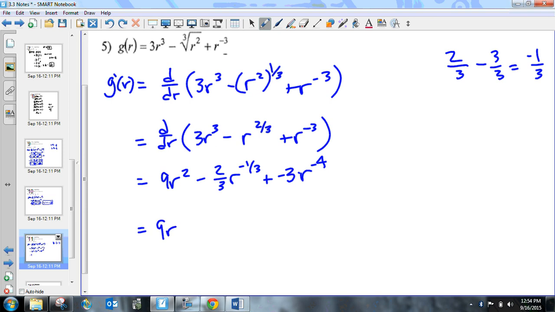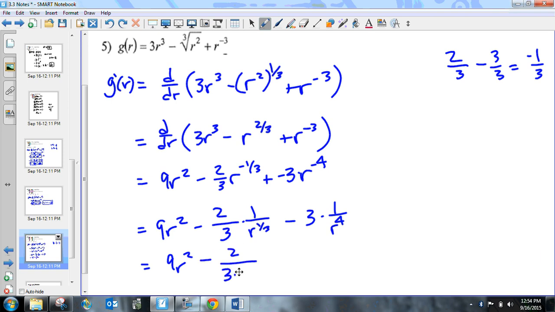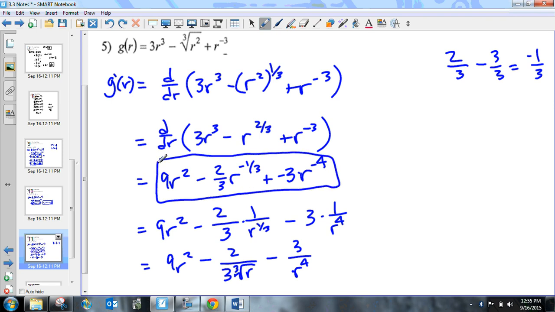So I've got 9r squared minus 2/3 times 1 over r to the 1/3, minus 3 times 1 over r to the 4th. And I can still simplify this. I get 9r squared minus 2 over 3 times the cube root of r, minus 3 over r to the 4th. This is your derivative, but it's not simplified. I want you to work on simplifying these things. That takes some algebra.